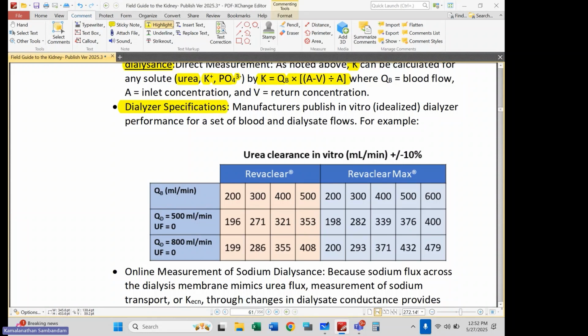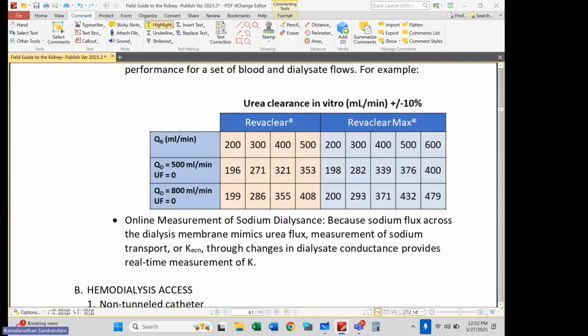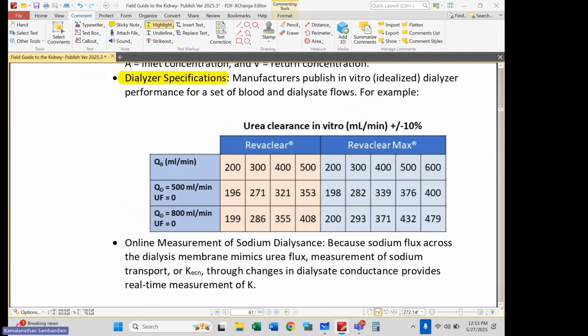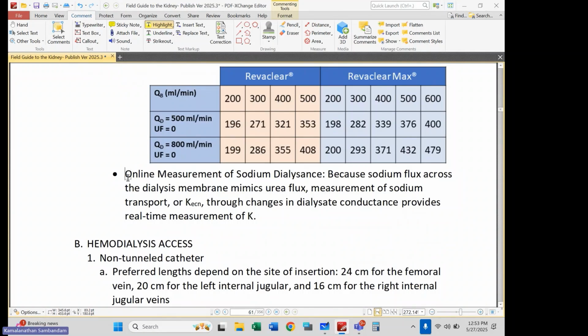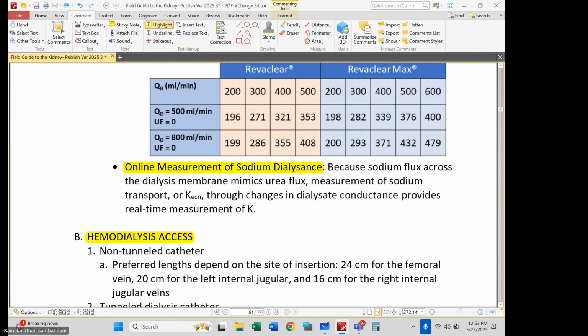We again talked about dialyzer specifications already. I've given you an example. And then I've already talked about sodium movement or sodium dialysance as a way to estimate urea clearance. Okay.